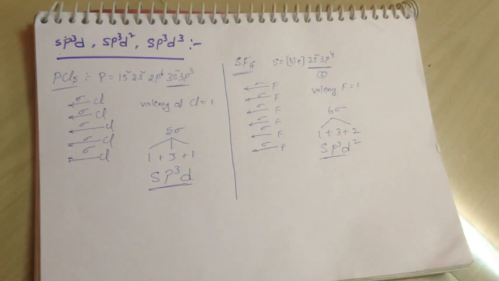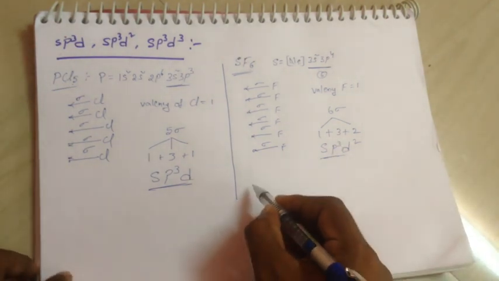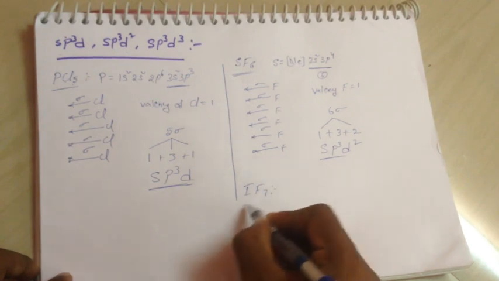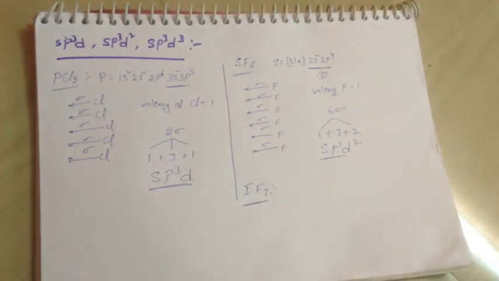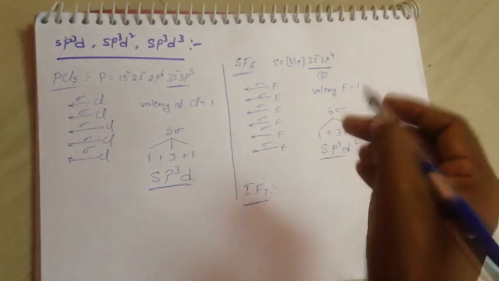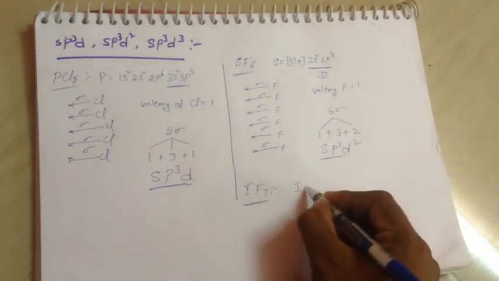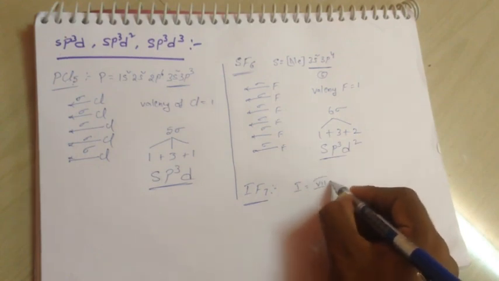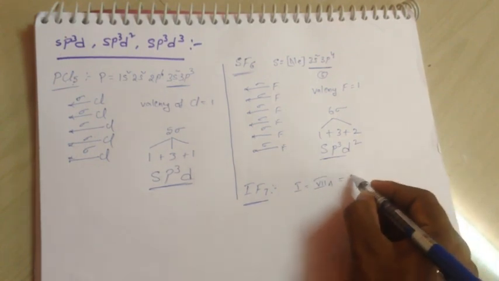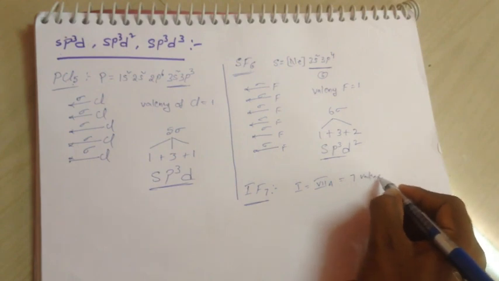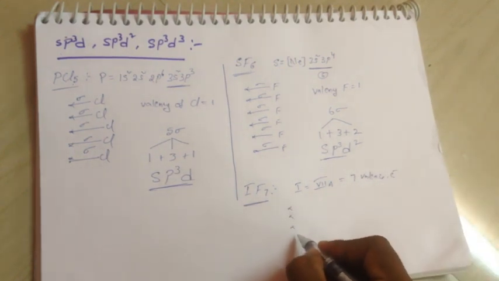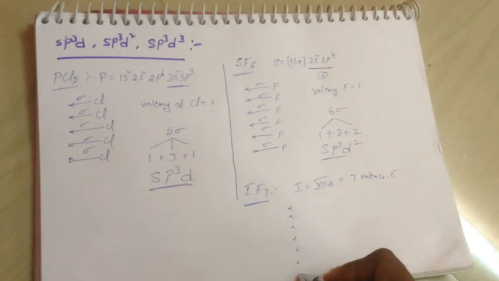Is it clear, students? If you take the next example, IF7. What is the central atom here? Yes, iodine is the central atom. How many valence electrons? Iodine belongs to which group? 7th A group. 7th A group means it has 7 valence electrons. Is it clear? So here I am writing 7 valence electrons: 3, 4, 5, 6, 7.